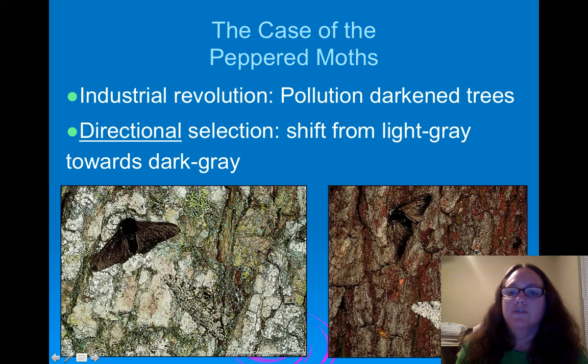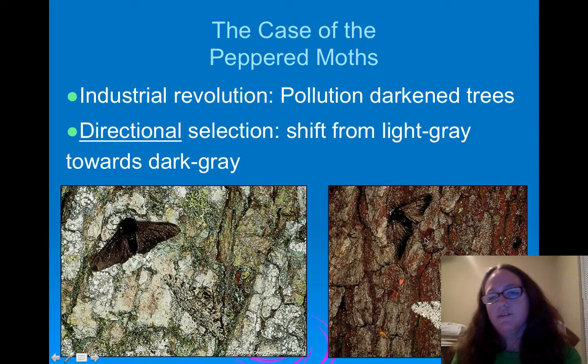After the Industrial Revolution, you see this dark tree over here because we were burning coal and we were putting so much ash into the air, it actually made the trees darken with pollution. And so now it's more desirable to be a brown moth than it is to be a white moth. So this is a directional selection. We shifted from more desirable to be light gray towards to be the darker colored.